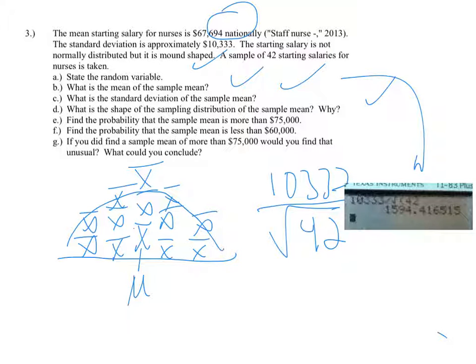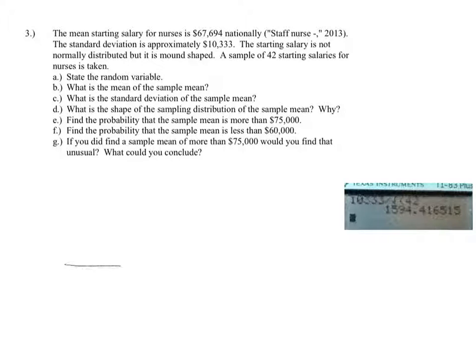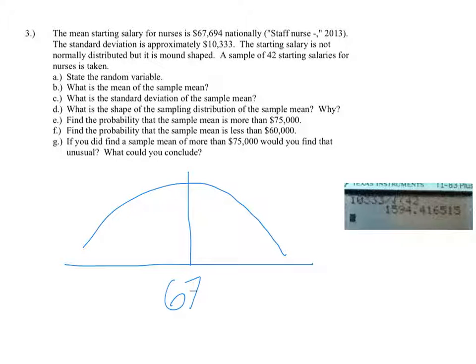So now we're going to do some probabilities. Find the probability that if we go out and take a sample of 42 nurses, what's the probability that we're going to get a sample mean that's $75,000 or more? So we're looking for that area to the right.